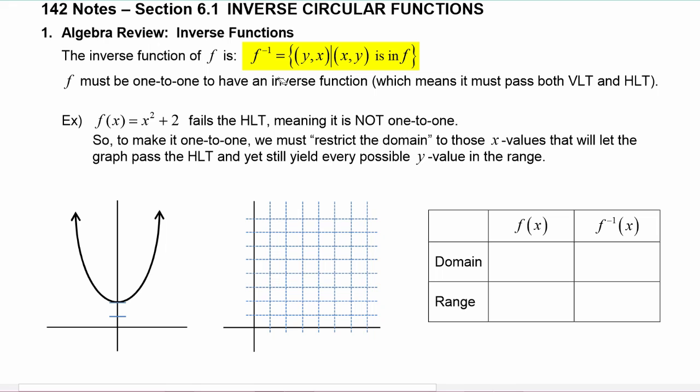F inverse is the set of all points y comma x such that x comma y is a point on the graph of f. So if you have a point xy on the graph of f, the corresponding point on the graph of f inverse is the point y comma x. You switch the x and y values.